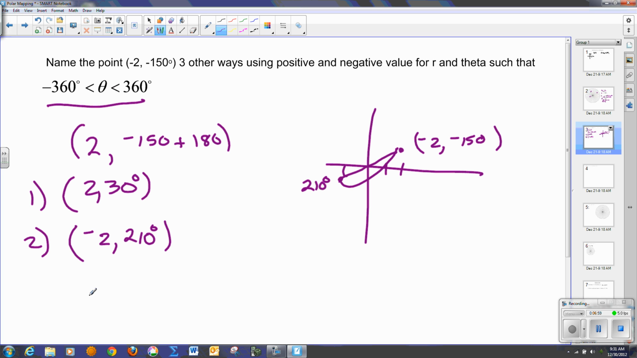Lastly, if I want to name a positive radius and just go in a negative direction, 30 degrees short of 360 is 330. So I've got my 4 ways of naming the point: -2, -150, all ending up at this point, which is really 2 and 30 degrees.